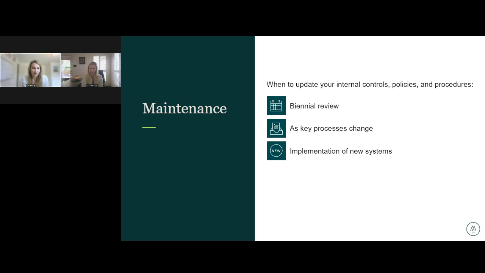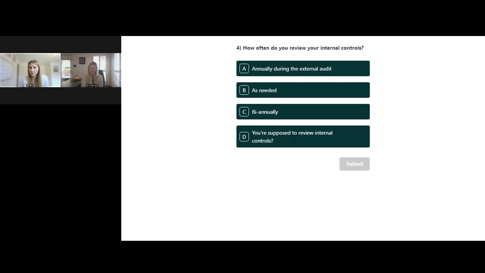Now we have our final polling question. All right, thank you. The last poll is, how often do you review your internal controls? Your options are annually during the external audit, as needed, biannually, or you're supposed to review internal controls.